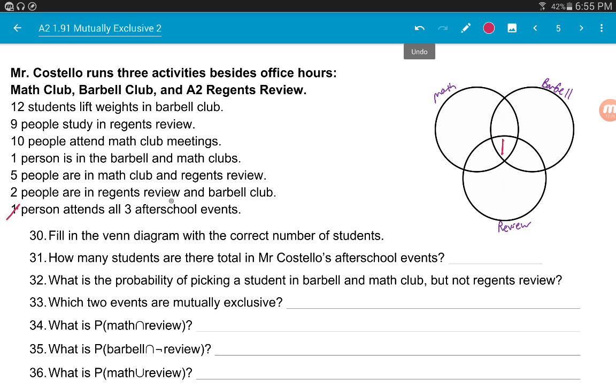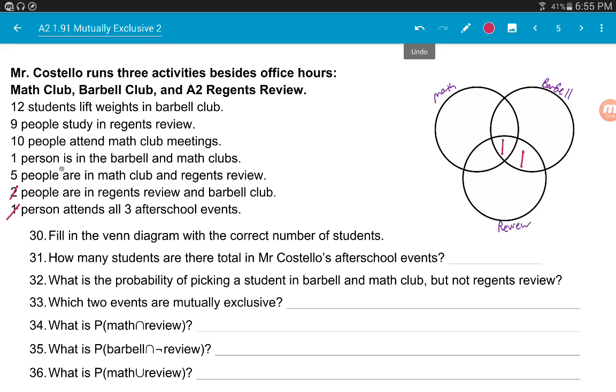2 people are in Regents Review and barbell club. So let's see. Regents Review is here, and barbell club is here. So it says that there are 2 people that are in both Regents Review and barbell club. But here's the thing, I've already got 1 person in this intersection region here. So it says there's supposed to be 2, so 2 minus 1 is 1 left over. Now you can see that I have 2 people in the intersection between these 2. Now I've used that number.